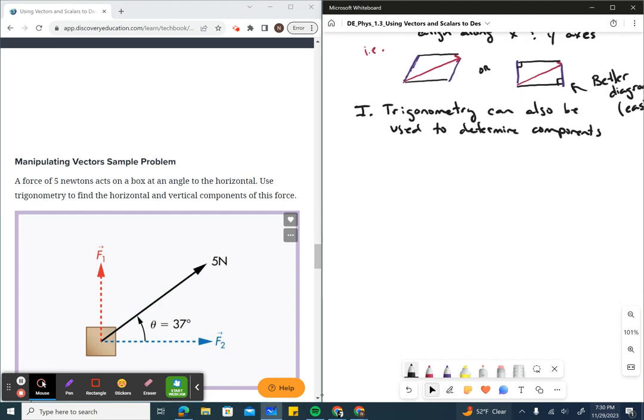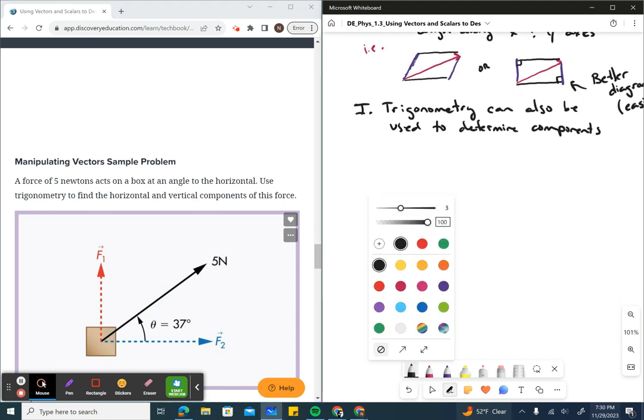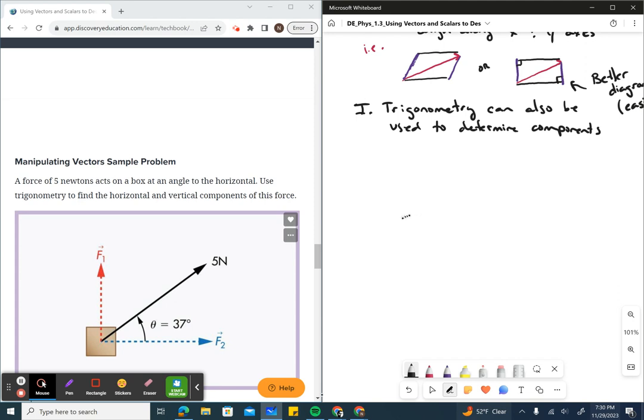So let's just go ahead and draw this here. We have an example here. We've got a box, and we've got a 5 Newton force, and it is operating at an angle. This theta, that's what they often use to represent your angle. Theta is equal to 37 degrees.